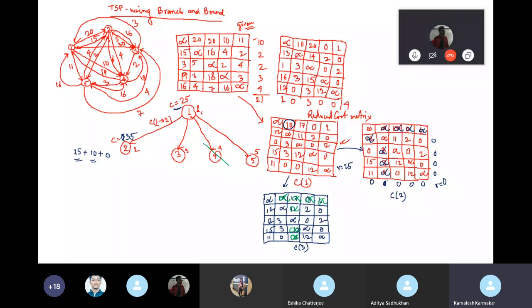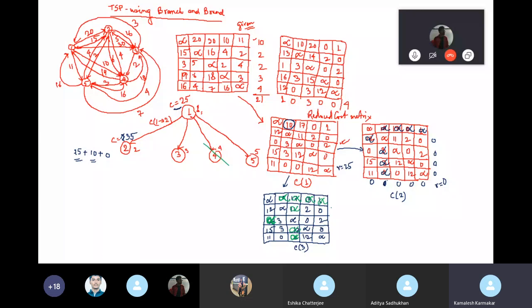Okay. Now from vertex 1 we are moving to vertex 3, so the position 3 to 1 will be marked as infinite. So 3 to 1, that is row 3 and column 1. This value will be marked as infinite. After this updation of the matrix, you have to reduce this matrix again.